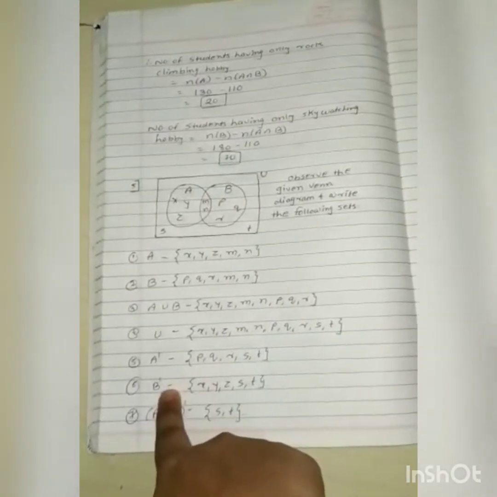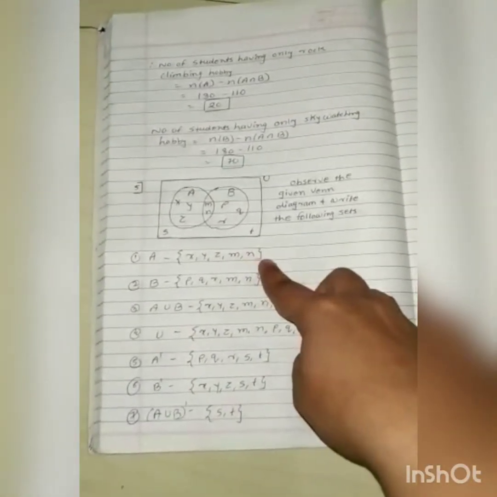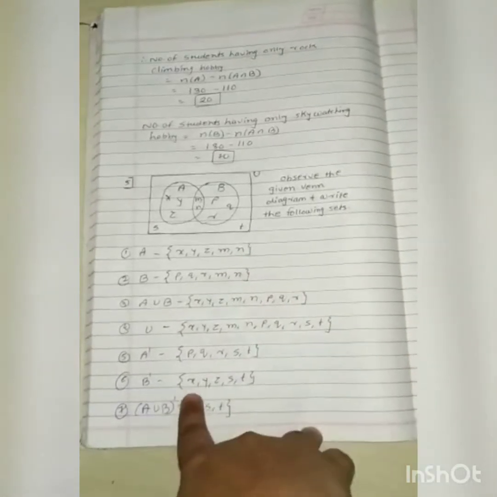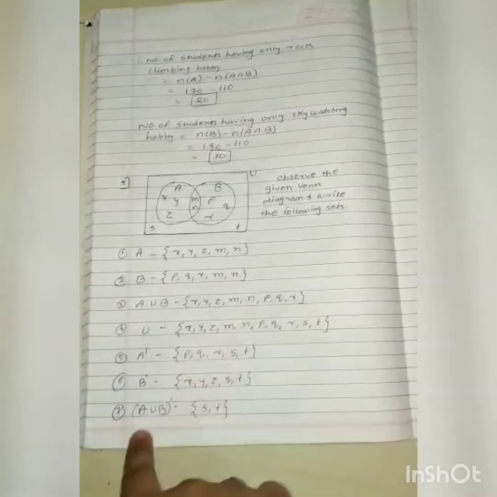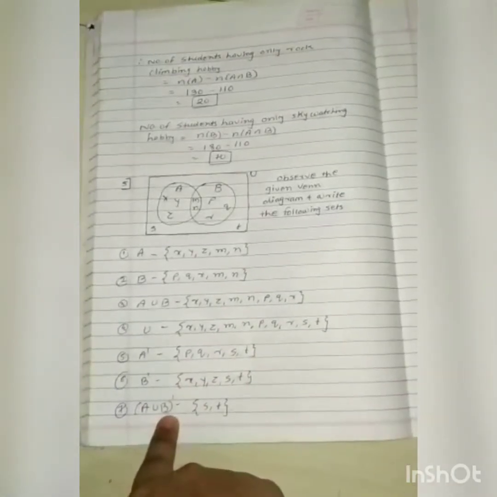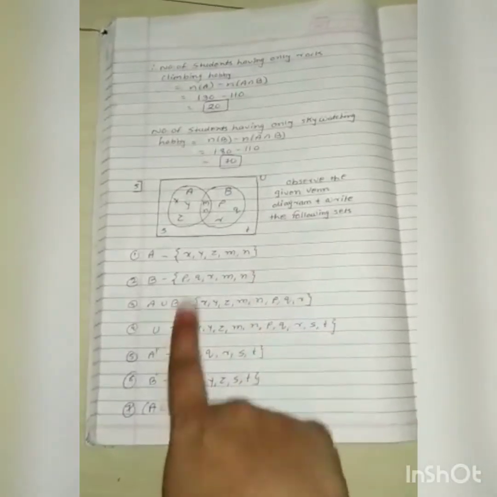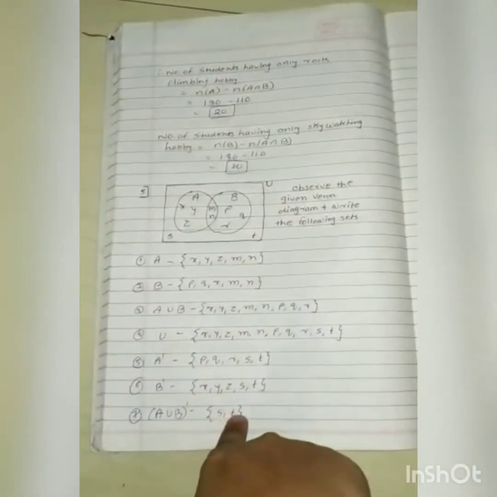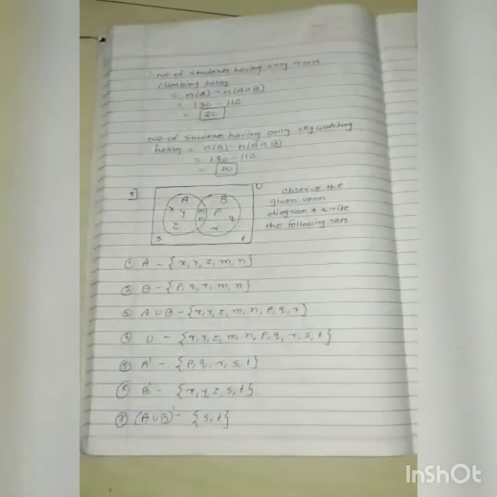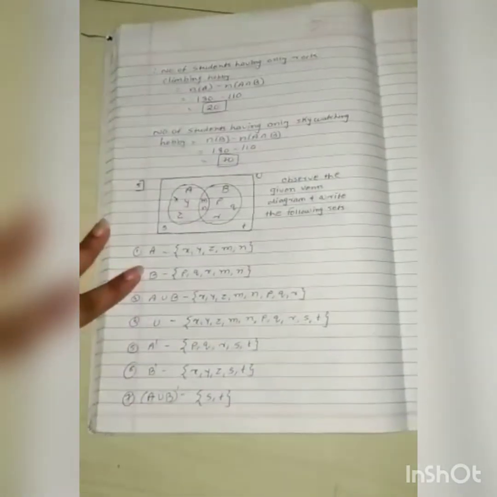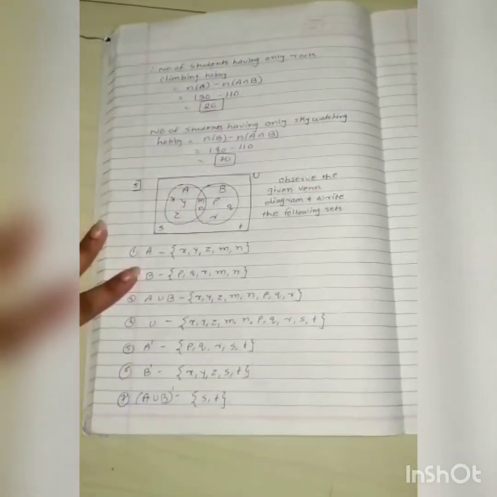Same for B dash, elements which are not in B but they are in U. So which are elements not in B? That is X, Y, Z, S, T. A union B dash, the elements which are not in A union B but they are in U. So they are S, T. Understood? So here we have completed our practice set 1.4.